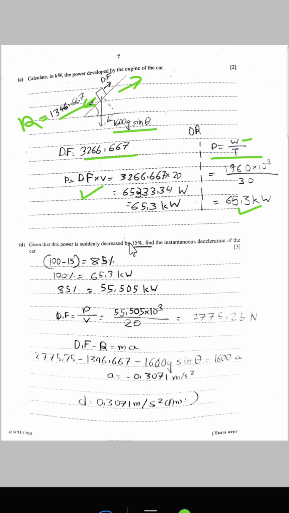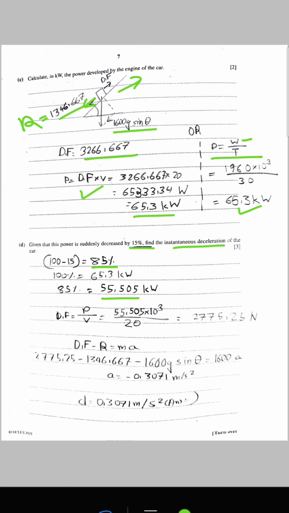Given that the power is suddenly decreased by 15%, that means final power is 85% of the initial power. So 100% is 65.3, we have calculated this initially, and 85% is 55.05 kilowatt. So for this 15% decrease in power, find the instantaneous deceleration of the car.